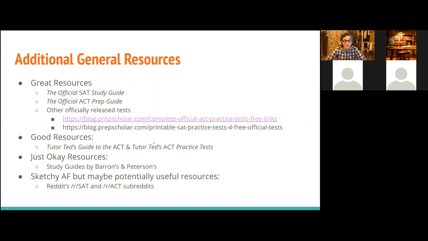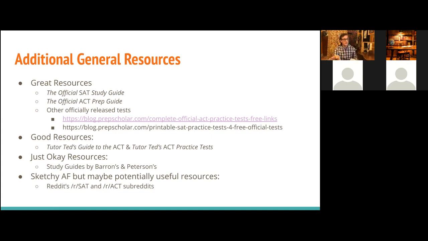Okay, so you got a lot of questions about where to find resources. These are sorted by their level of usefulness and reliability. Great resources include the official SAT study guide and the official ACT prep guide. These are books, you can find them on Amazon. They're about 20 to 25 bucks each, and they contain a bunch of old tests. I've also got links here to PrepScholar, which has links to old official exams. These are old SATs and old ACTs that have been decommissioned and freely distributed for kids to practice with. They're available on the internet, totally free and legal, all good.